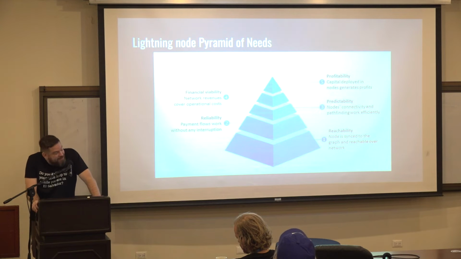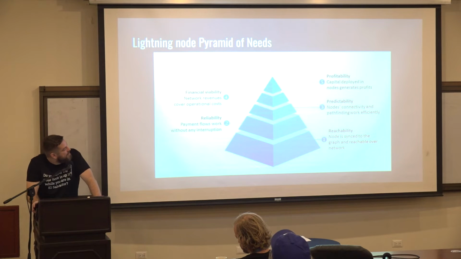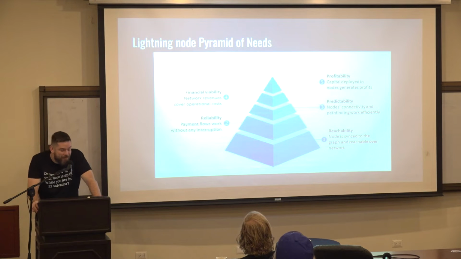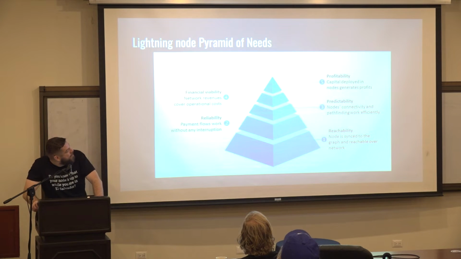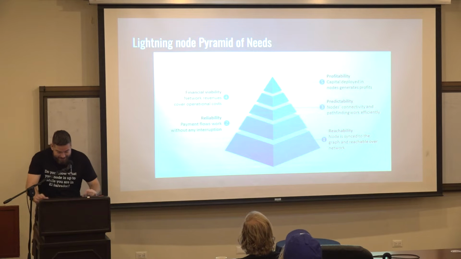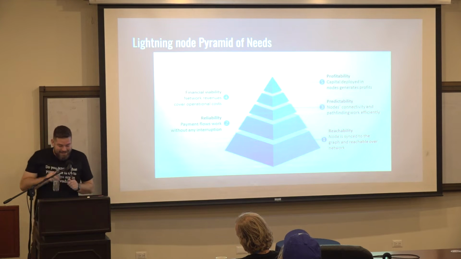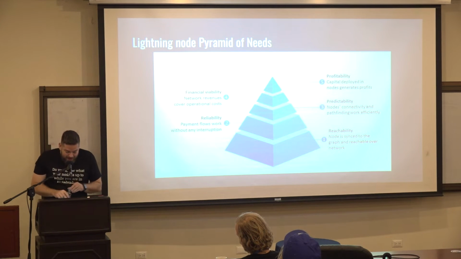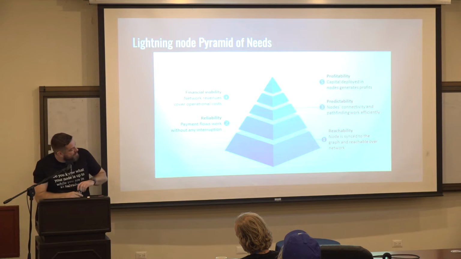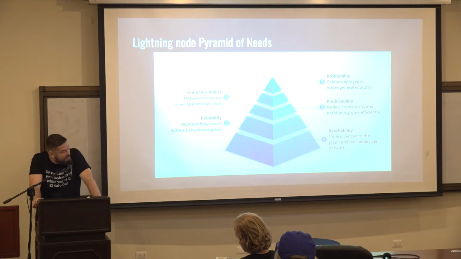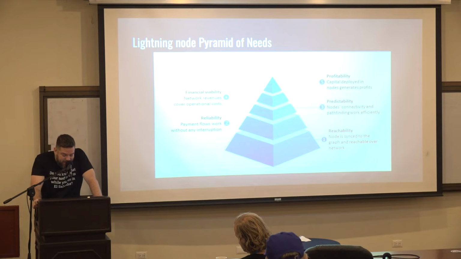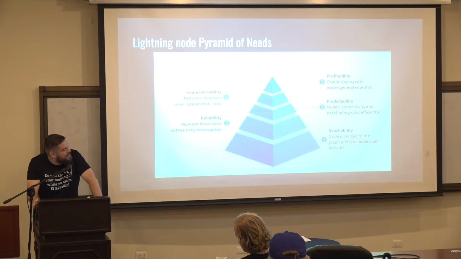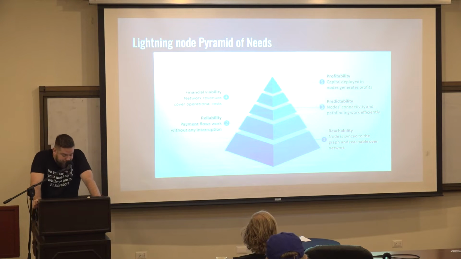Some of you are probably familiar with Maslow's hierarchy of needs, but I chose pyramid for a reason, because as Bitcoiners, you're probably more familiar with pyramid schemes than hierarchies, at least recently. So as you can see, at the bottom, we have reachability. If your node is not synced, you can't communicate on the network, then, well, it's not a Lightning node, it's just a server. On top of that, we have reliability.